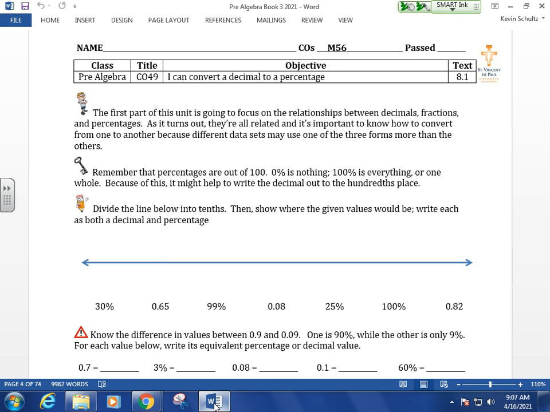We are starting our next unit, Unit 7, which is all about percentages, and we're going to focus primarily these first couple objectives on the conversion piece, working from decimals to percentages, percentages to fractions, and back and forth, okay? Because percentages, decimals, and fractions are all kind of like cousins.